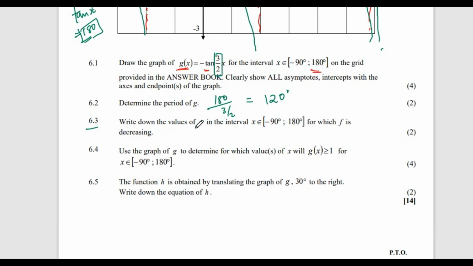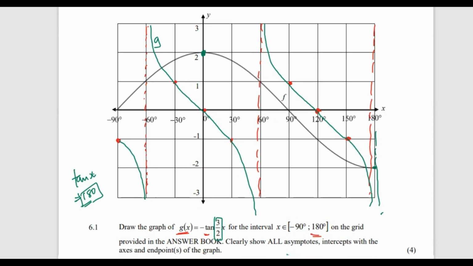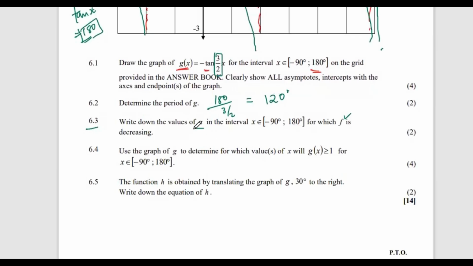All right, then 6.3. They want the values of x in the interval for which f is decreasing. Where is f? This is f. So where is f decreasing? From this point, because that's the turning point, the maximum, it's going down towards 180. So we're going to say 0 is less than x, which is less than 180. So those are the values for which the graph is decreasing.